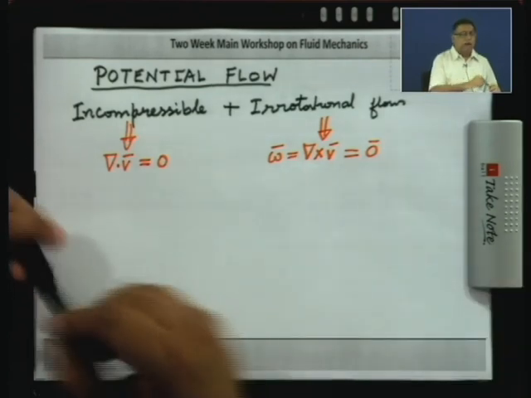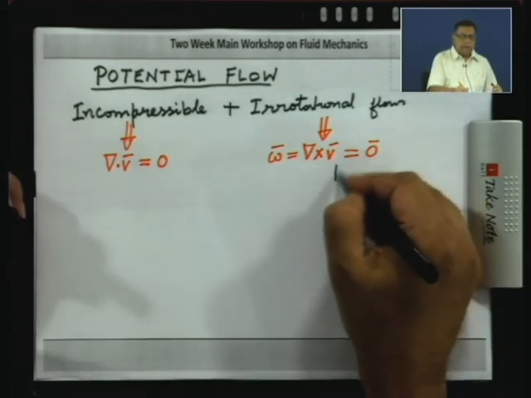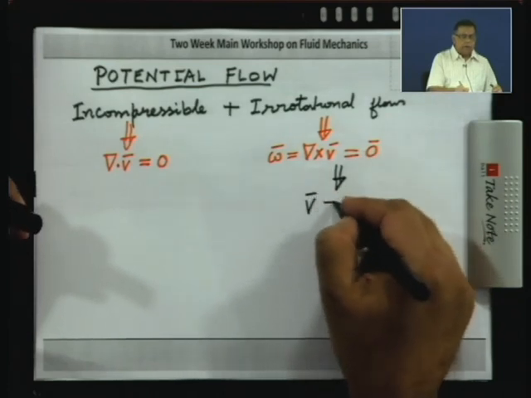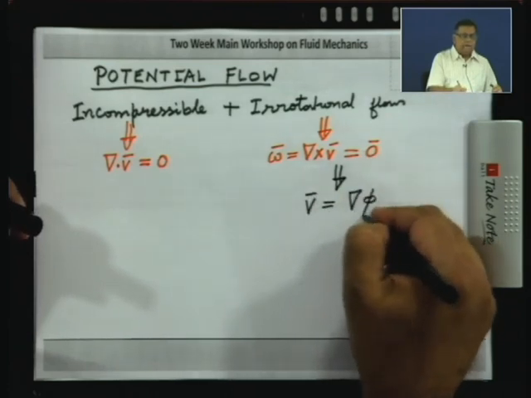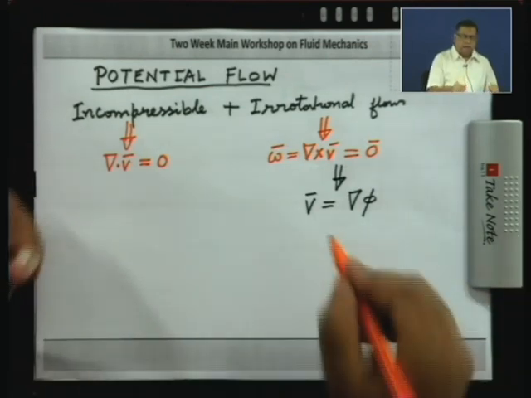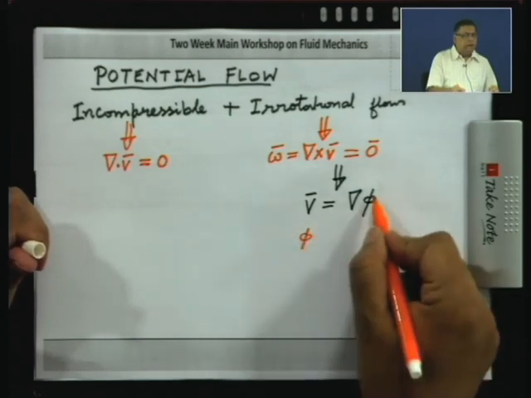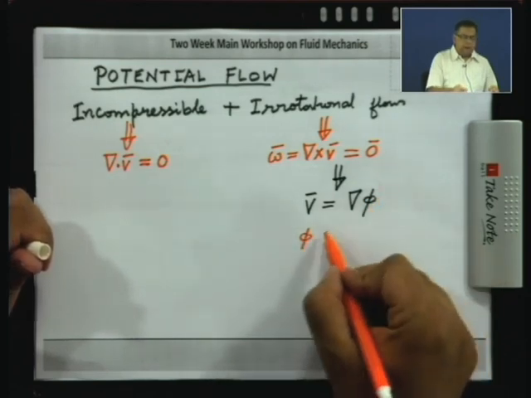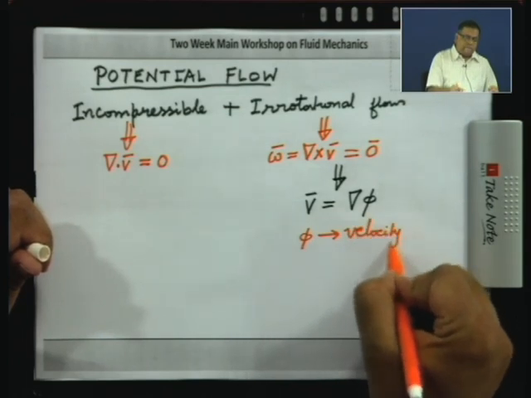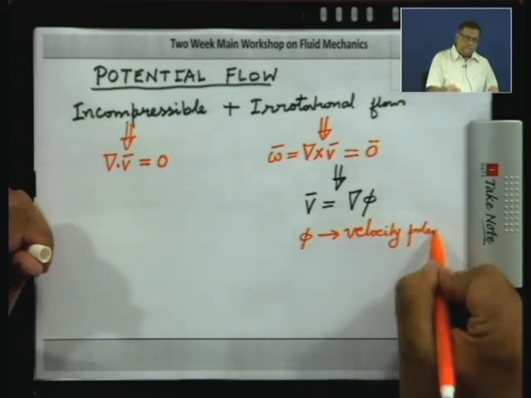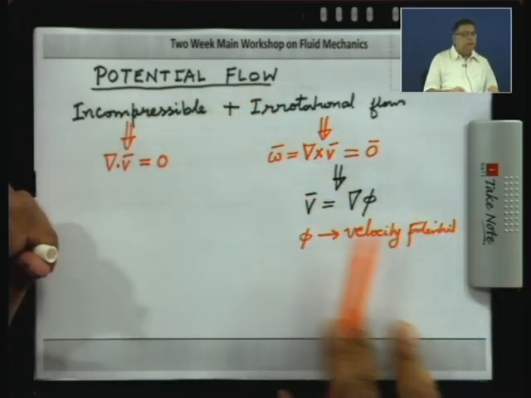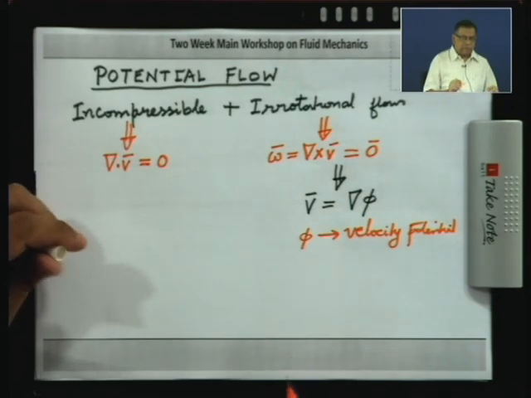Now, you know that a necessary and sufficient condition for the curl of a vector to be 0 is that V be the gradient of some scalar. So, this function which I have written as phi here is what is called velocity potential. And the name potential flow is coming because the velocity can be described by a potential.